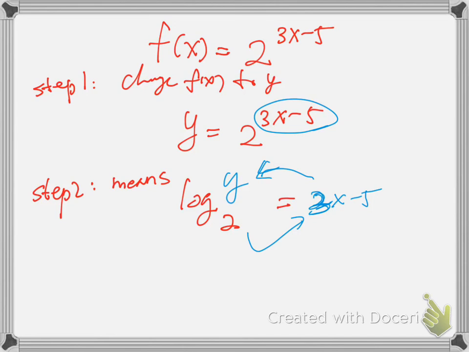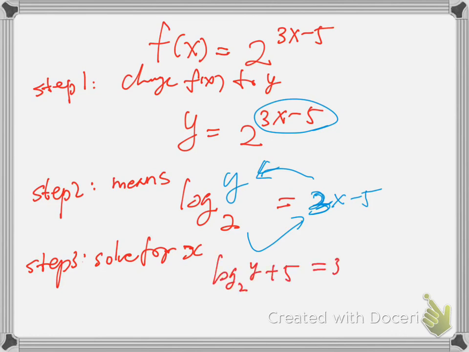Step 3, solve for x. So move 5, we get log 2 of y plus 5 is 3x, and then divide by 3. You got the inverse function. If you want, you can also change this x back to f inverse of y, but I'm going to skip it here.